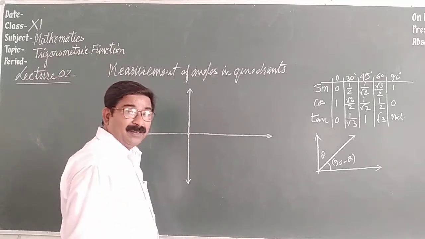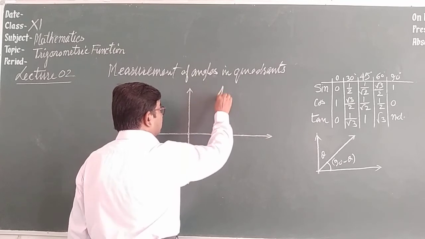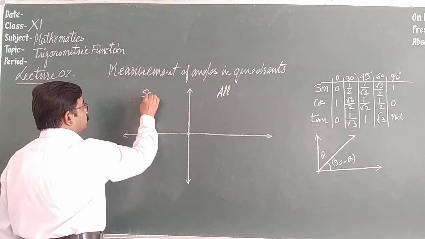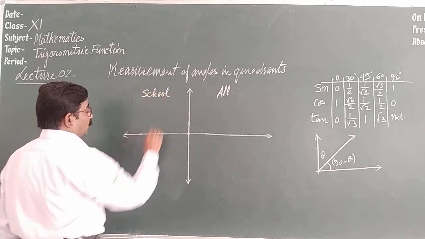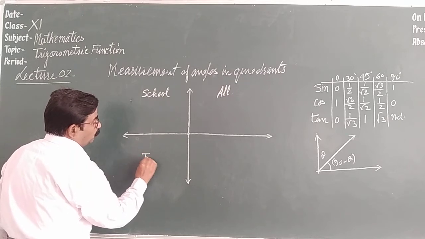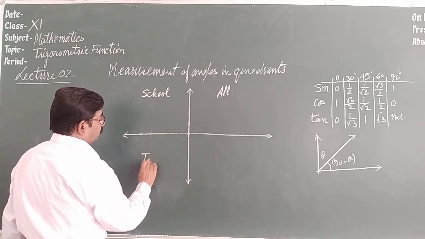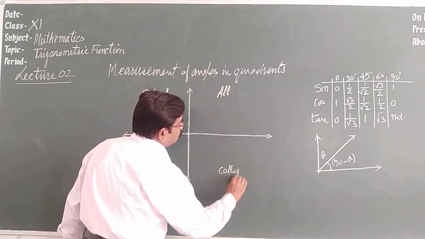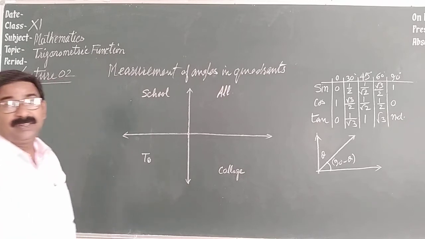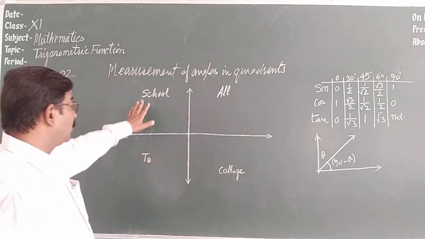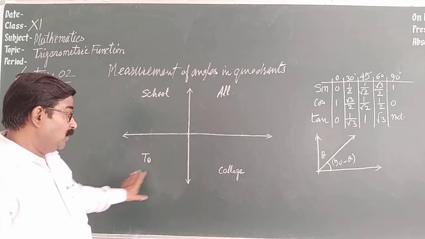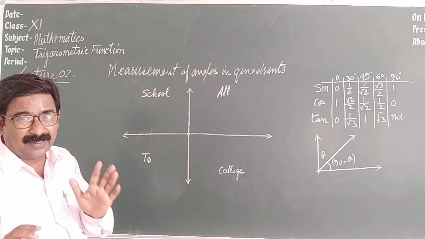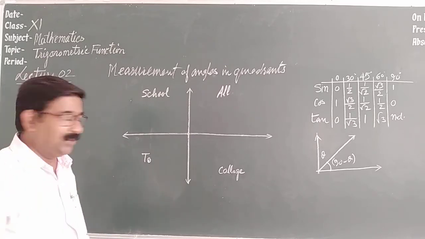See, I am writing a quotation: All school to college. First quadrant is all, second quadrant is school, third quadrant is to, fourth is college. Its sense is to learn. It is nothing, just an idea given to learn.